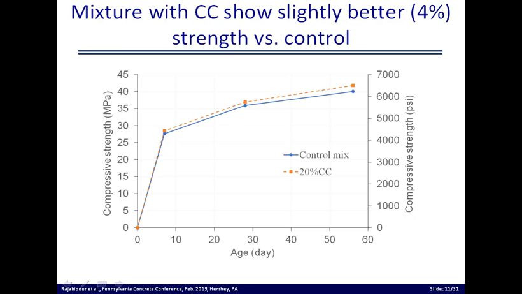So this graph shows the compressive strength of both mixtures, and we see that they both achieved and surpassed the PennDOT requirement of 3750 psi at 28 days. Actually, they're much beyond that, about 5500 psi. And we can see that the calcined clay mix is even slightly doing better than the control mix across the board, even as early as 7 days.